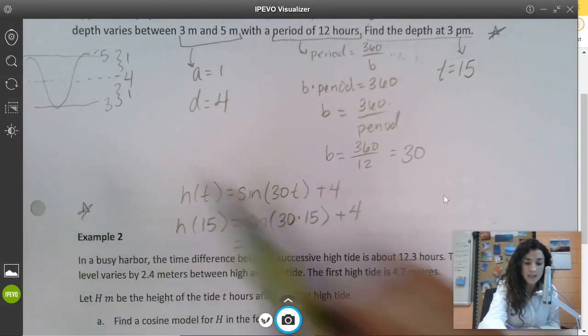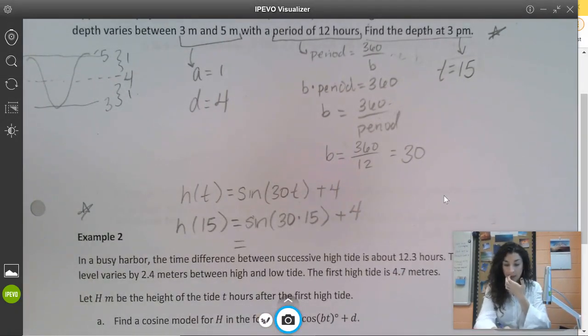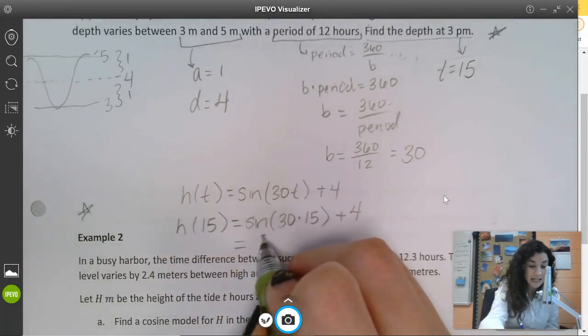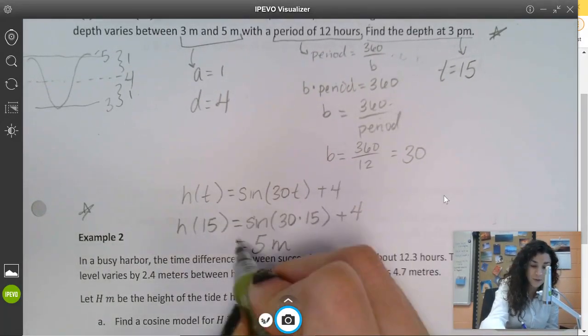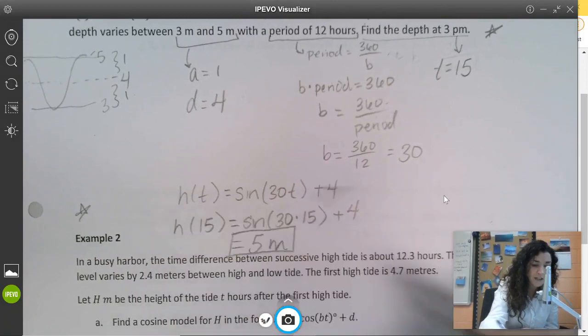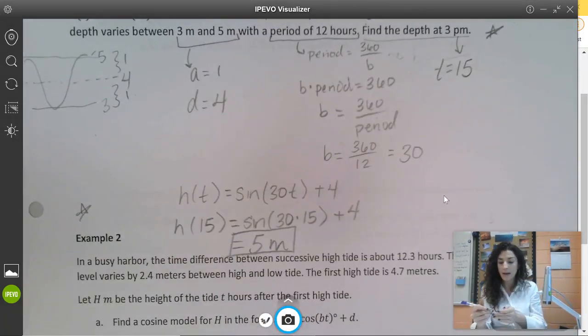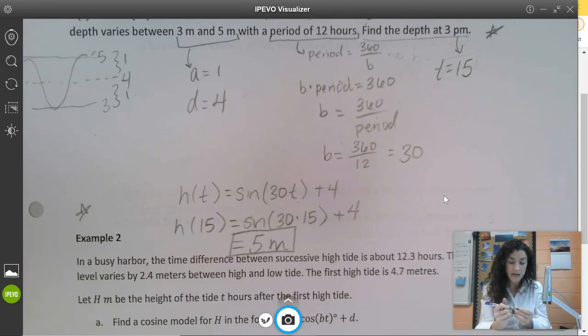Go ahead and calculate this on your own. When you type this in and plug it all in, it ends up giving you an exact number, which is pretty cool. We don't get that very often. It's 5 meters, which is our maximum. So we're at a high tide there at 3 p.m.